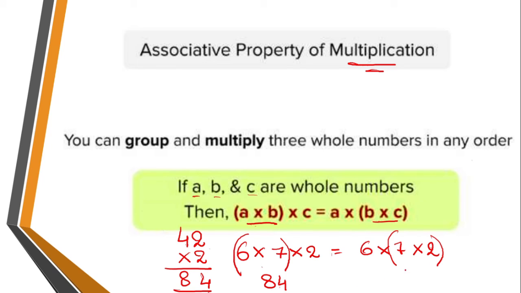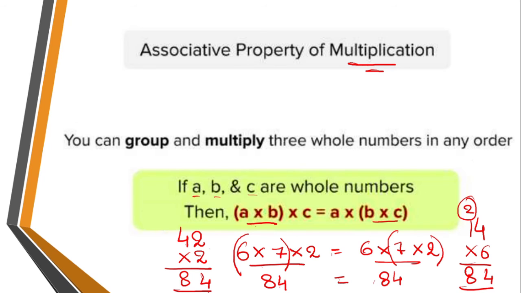Now let's do the next operation. So we have 7 into 2 first. So 7 into 2 is 14. So 14 and we will multiply it by 6. Now 6 into 4 is 24. So 2 carry over, 4 below. And 6 ones are 6 plus 2 is 8. So we will get our answer as 84. So 84 is equal to 84 only, right? Then this operation is equal to this operation.